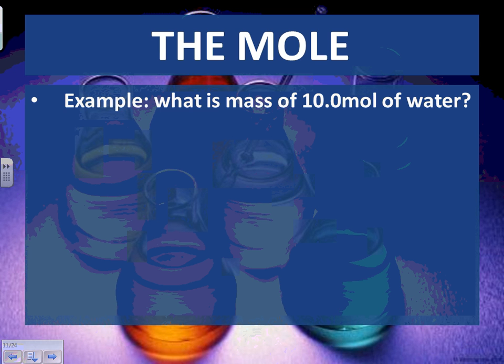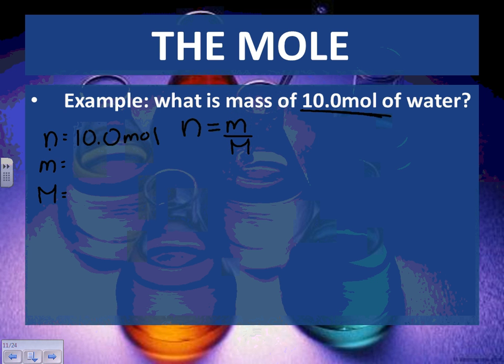Okay, first example. What is the mass of 10 moles of water? Here's my formula that I'm using: n equals little m over big M. Write out on the side what you're given and what you're looking for. So this value here, 10 moles, which of these variables is it? n, little m, or big M? Moles. This is little n. 10.0 moles. n is number of moles.